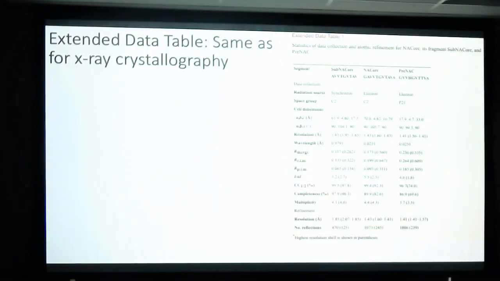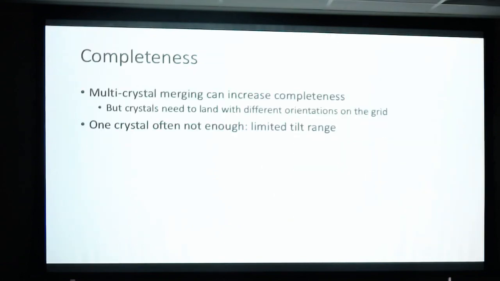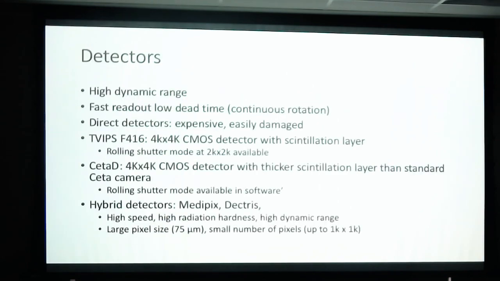And then once you do process it, you have an extended data table, which is basically the same as what you get for X-ray crystallography. So it becomes very analogous to an X-ray crystallography experiment. So completeness can be a problem. You have to have crystals that land in a different orientation. Again, to get into the detectors a little bit, they have to have a high dynamic range and a fast readout and a low dead time, so you can collect continuous images. So the original one that a lot of the work was done on was this TVIPS F416 camera.